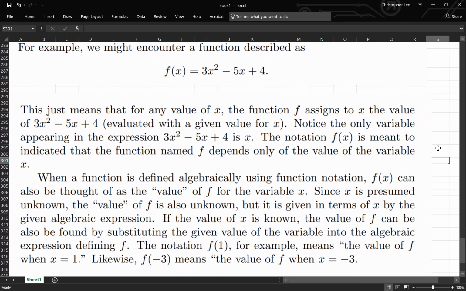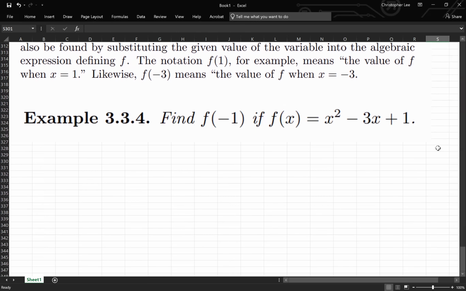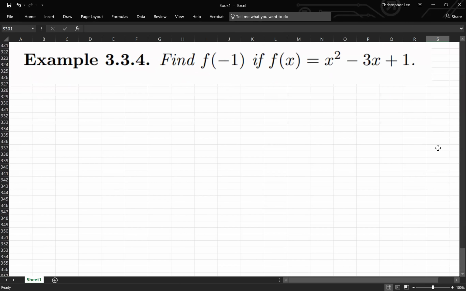If the value of x is given, the value of f can be found by substituting the given value of the variable into the algebraic expression defining f. The notation f of 1, for example, means the value of f when x is equal to 1. Likewise, f of negative 3 means the value of f when x is equal to negative 3. Here's our question.